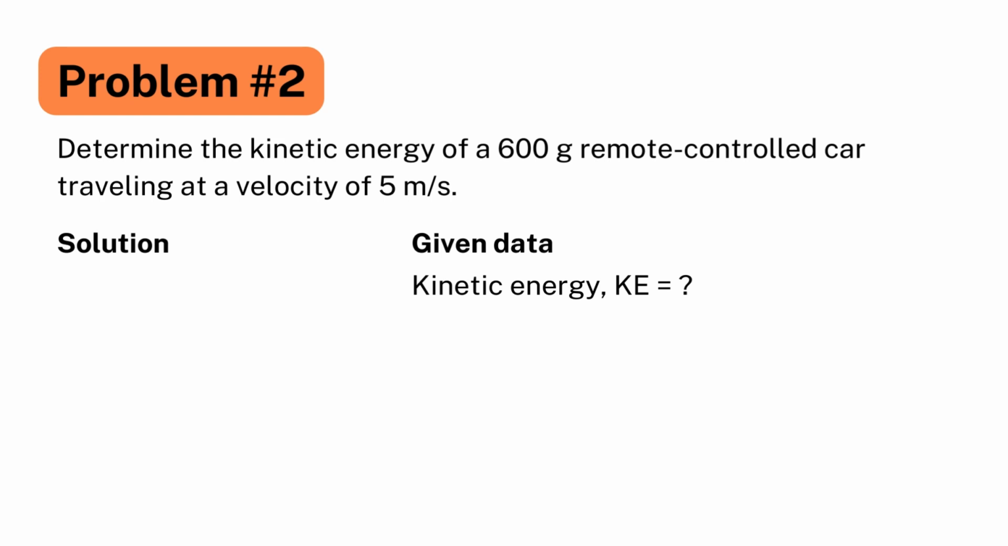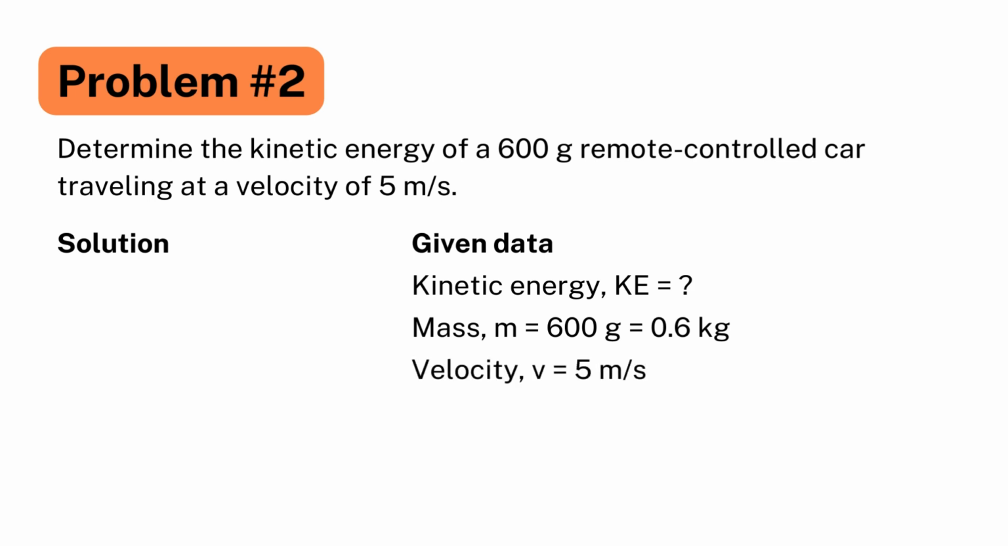The mass of the remote-controlled car is given as m equals 600 grams, which equals 0.6 kilograms. And it is moving with a velocity v equal to 5 meters per second. Simply place the given values into the equation KE equals half times mv squared.